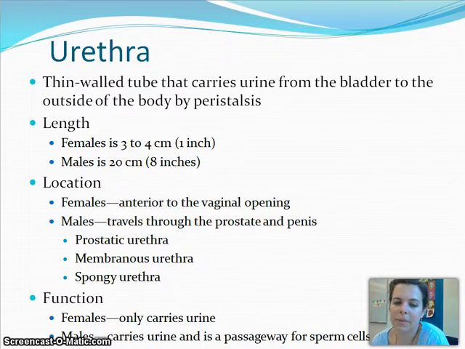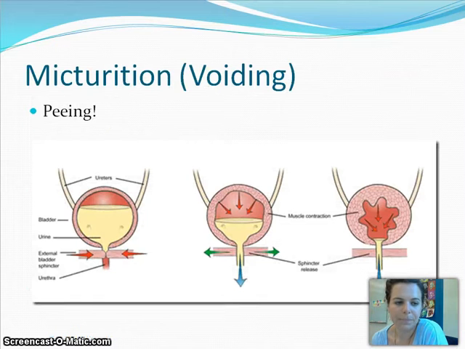In females, the urethra is about 3 to 4 centimeters, whereas in males it's about 20. The location in females is just in front of the vaginal opening, whereas in males it travels through the prostate and the penis. So it's actually in the same passageway as sperm cells and semen. And that's also a difference between females and males.